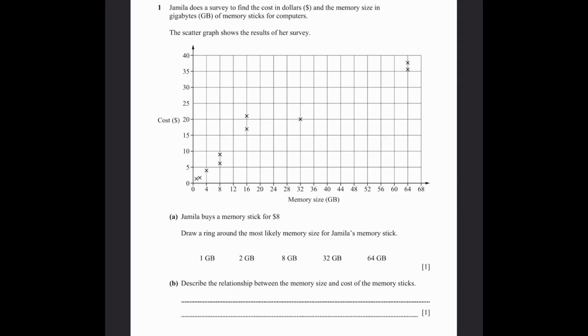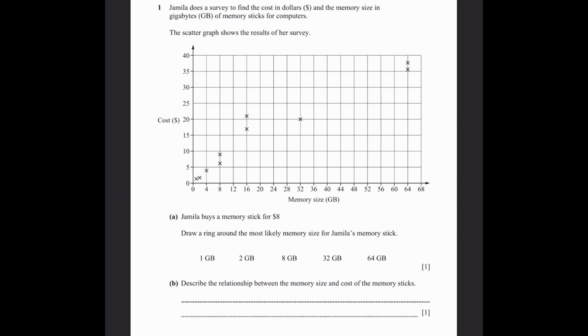Question 1. Jamila did a survey to find out the cost in dollars and the memory size, in gigabytes, of memory sticks for computers. The scatter graph shows the results of the survey. We have a scatter graph here, with memory size on the x-axis and cost on the y-axis. A. Jamila buys a memory stick for $8. Draw a ring around the most likely memory size for her memory stick.